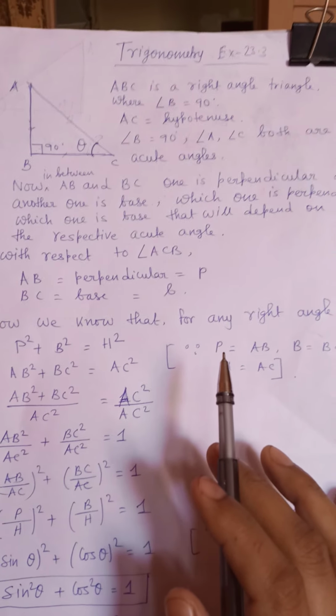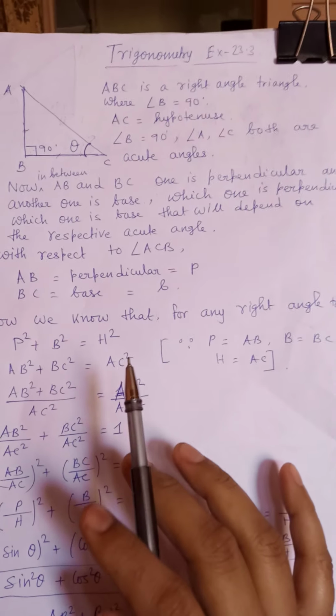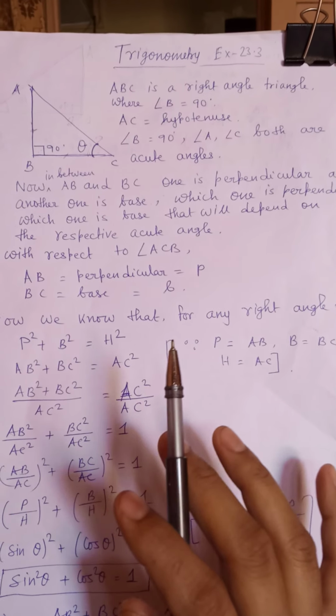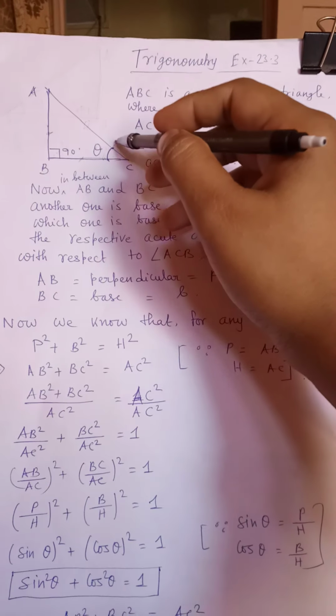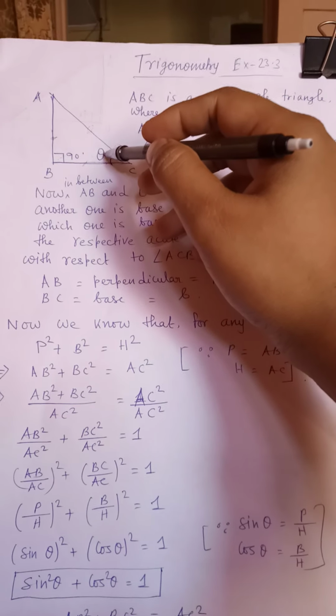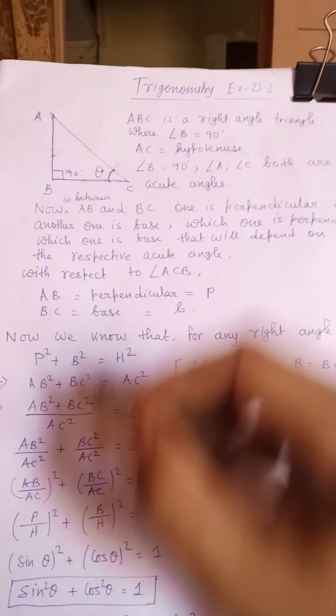In between AB and BC, one is perpendicular, another one is base. Which one is perpendicular, which one is base, that will depend on the respective acute angle in the question. So with respect to angle ACB, that is termed as theta, the side opposite to angle theta, AB, is the perpendicular, BC is the base.